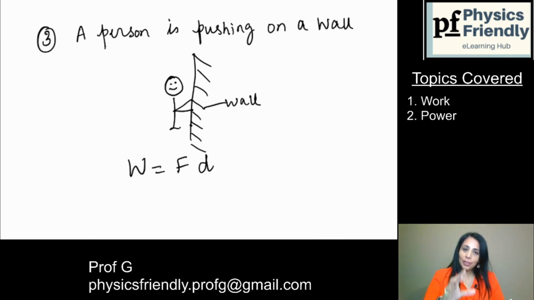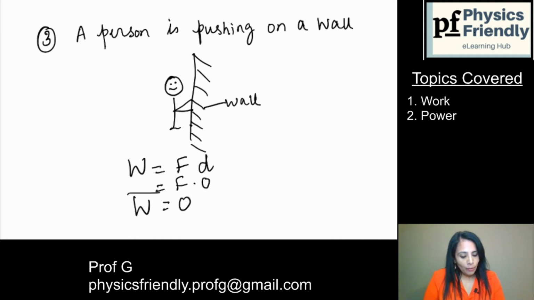So now this person is actually exerting force on the wall, but the wall is not moving, so there is no work done on the wall. So distance is 0, right? Force times distance. Anything which is multiplied by 0 results in 0. Hence we say work done on the wall is 0. There is no work done on the wall because the wall is not moving through any distance.